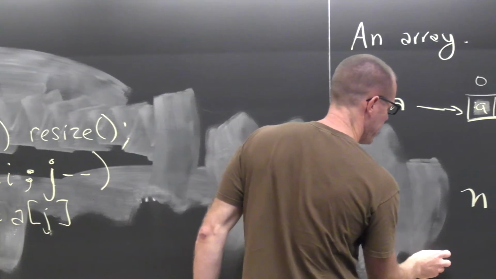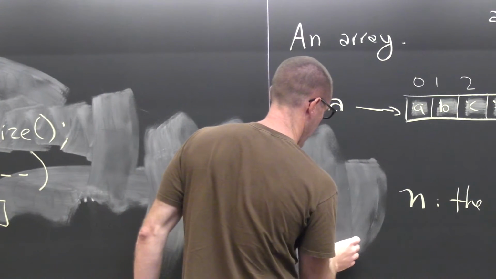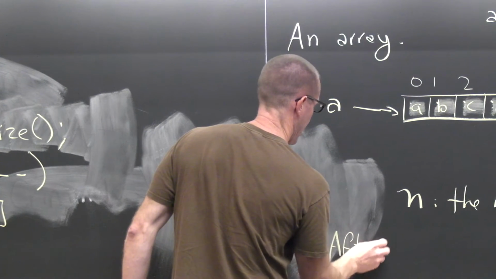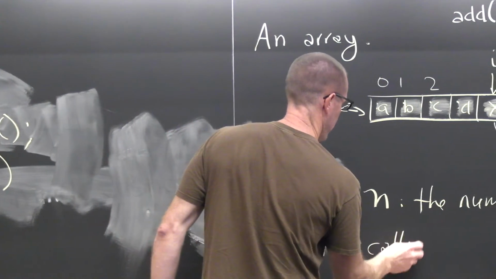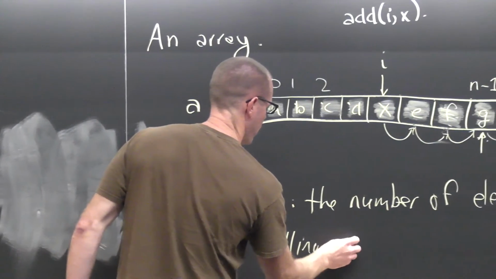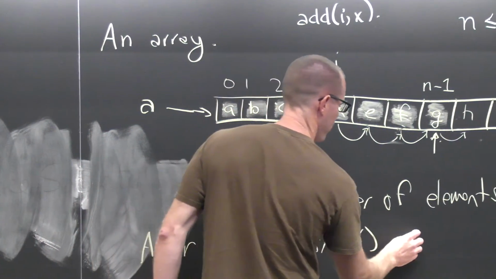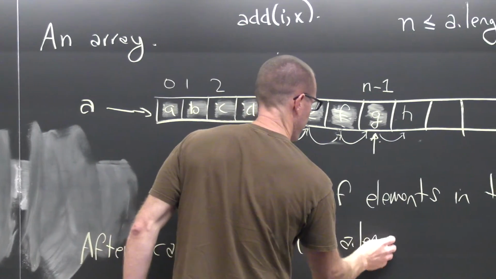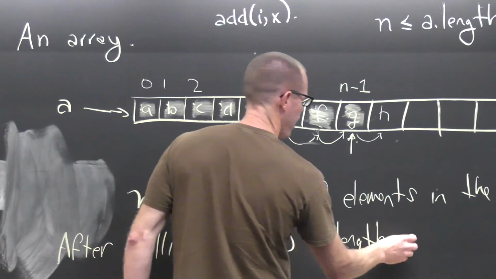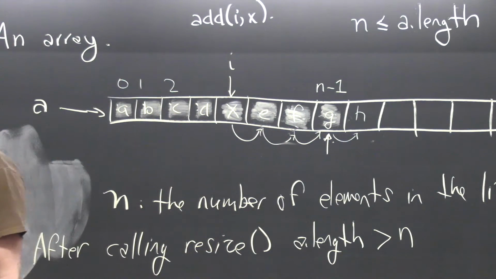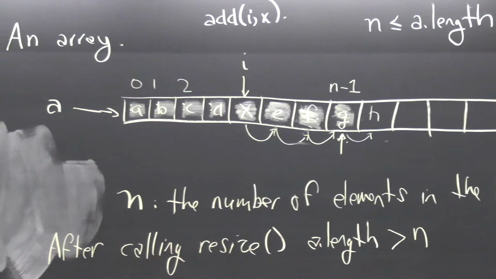But let's say that it guarantees the following. After calling resize, we're guaranteed that the length of A is bigger than the value of n. Let's say that's all we really need from resize right now.